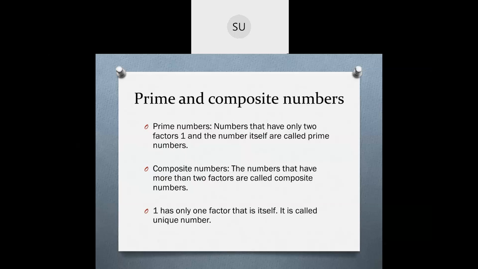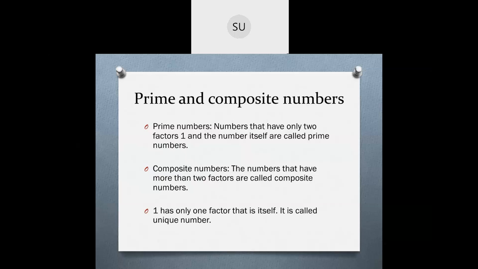Then we saw what are composite numbers. The numbers that have more than two factors are called composite numbers. For example, 9. 1 is a factor of 9, 3 is a factor of 9, and 9 is a factor of 9. So it has more than two factors, correct? So 9 is a composite number.